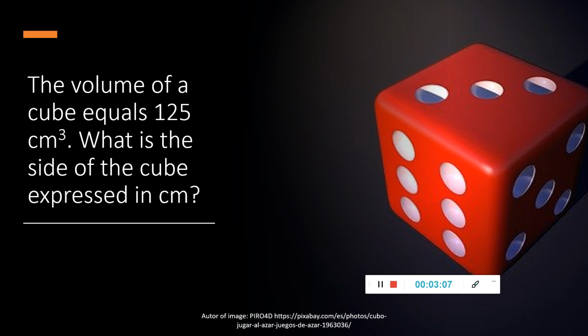Another problem. This new problem is about a cube. A cube is a figure, and we know the volume of the cube equals 125 cubic centimeters. What is the side of the cube expressed in centimeters? Okay. What we know is that the formula of the volume of a cube is volume equals the side of the cube cubed, raised to the third power.